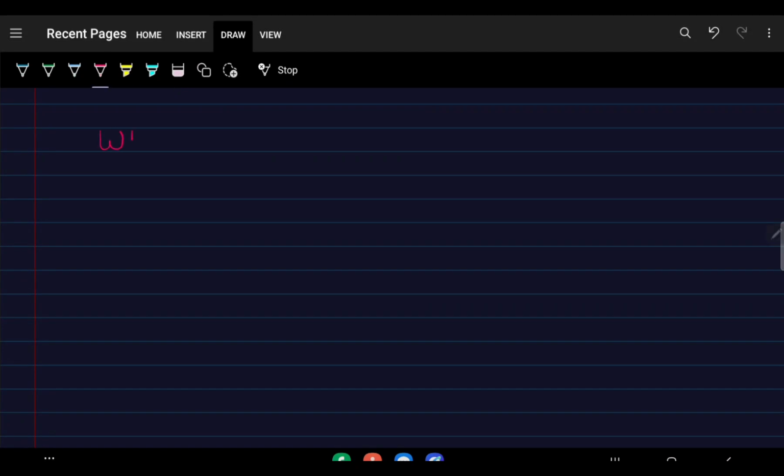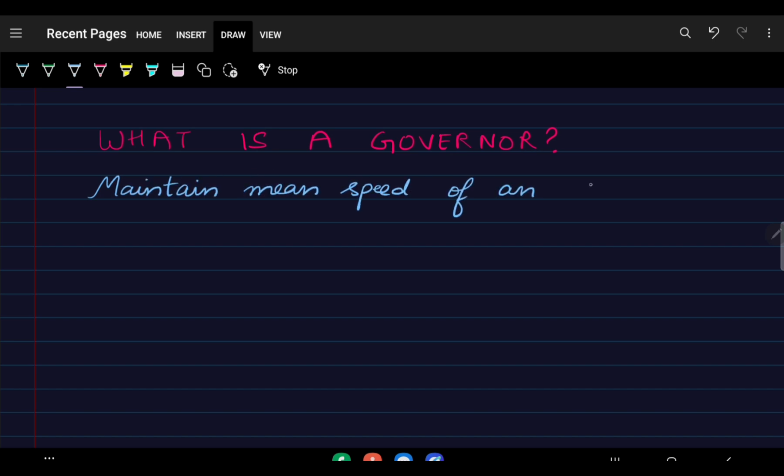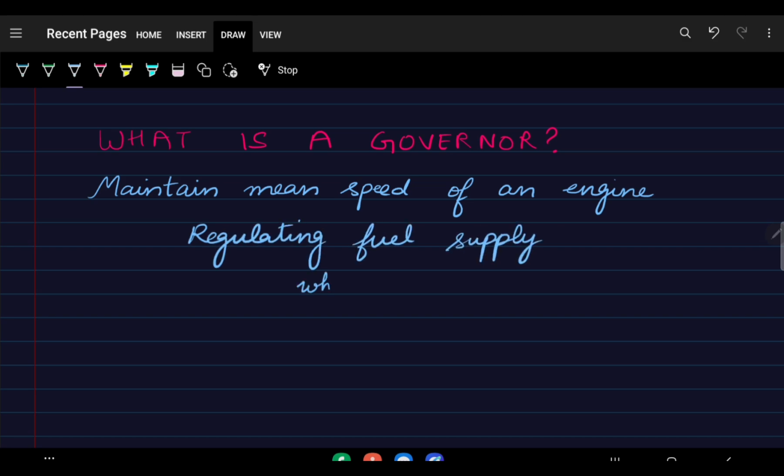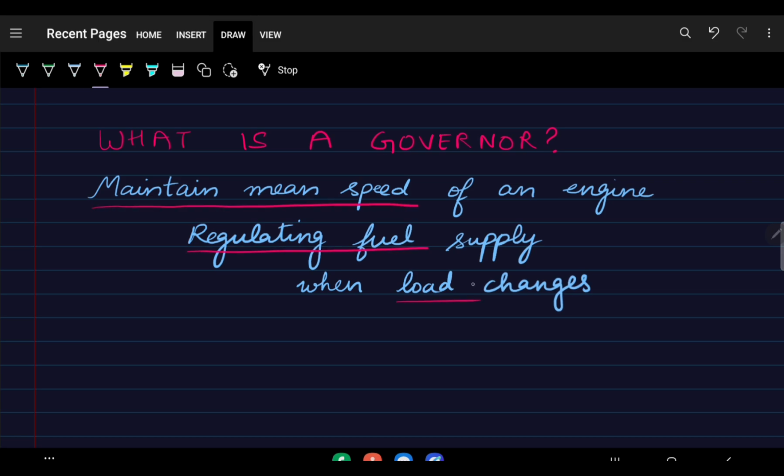Today, let us understand about a governor. So, first of all, what is a governor? A governor is a device which is used to maintain the mean speed of an engine by regulating the fuel or working fluid, whatever it might be, that supply when the load changes. So, it maintains the mean speed.